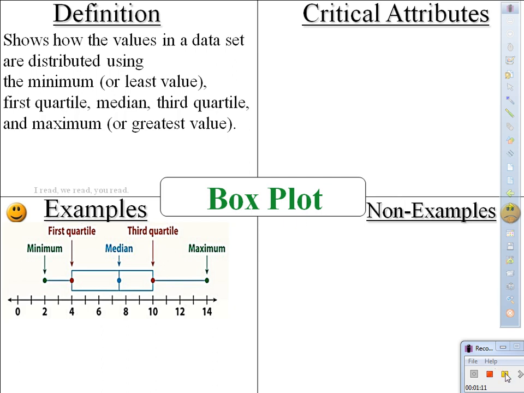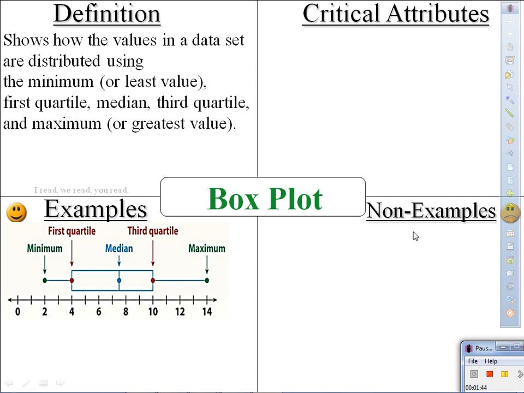All right, copy that. According to the definition, box plots show how values in the data are distributed using the minimum, first quartile, the median, third quartile, and the maximum. So here's data distributed, and they have the minimum, first quartile, the median, also known as Q2, or the second quartile, the third quartile, Q3, and the maximum. So those are the 5 things we're going to need. Any questions on what a box plot looks like?